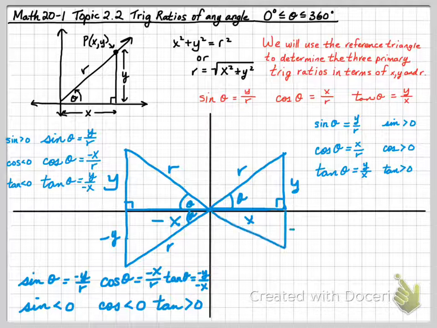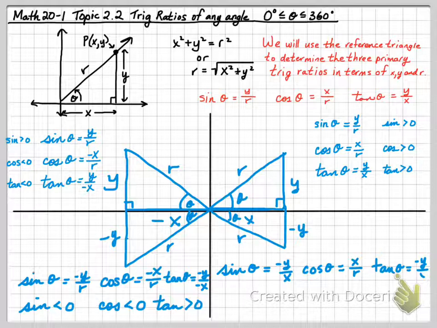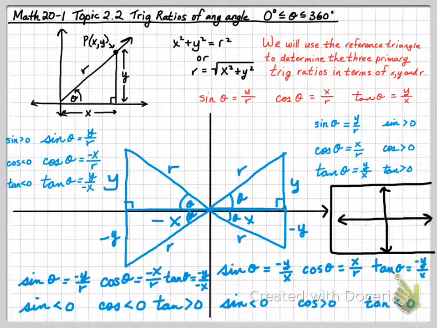And in our last quadrant, we have x, negative y. The sine is going to be negative y over r, negative. Cosine is going to be x over r, positive, and the tangent is negative y over x, negative. So now we have something that we're going to call the CAST rule.